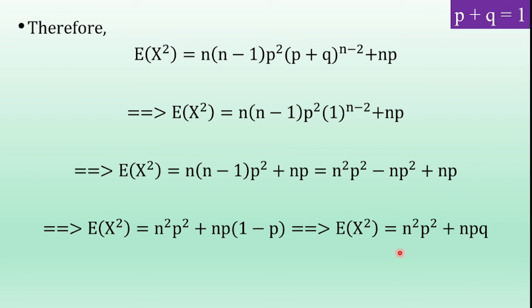Therefore, expectation of x square is equal to n square p square plus npq. So this is the final expression, the final value of the mean square value of a binomial distributed random variable.